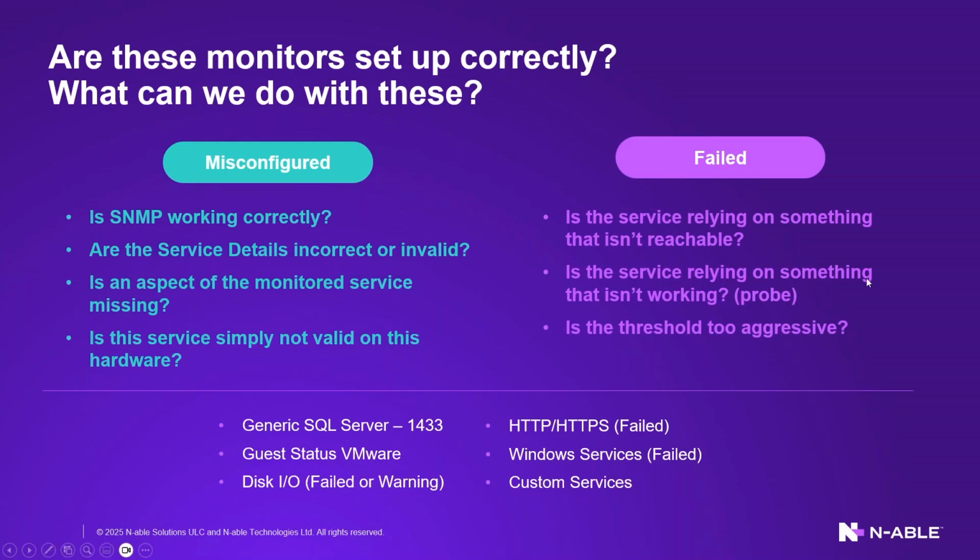Is the service relying on something that isn't working? Check your probes. And is the threshold too aggressive? For example, I see it all the time on disk on servers. They'll be sitting at 99%, right? Now, that might be even too not aggressive. So it's one of those things that you should always look at those service templates.